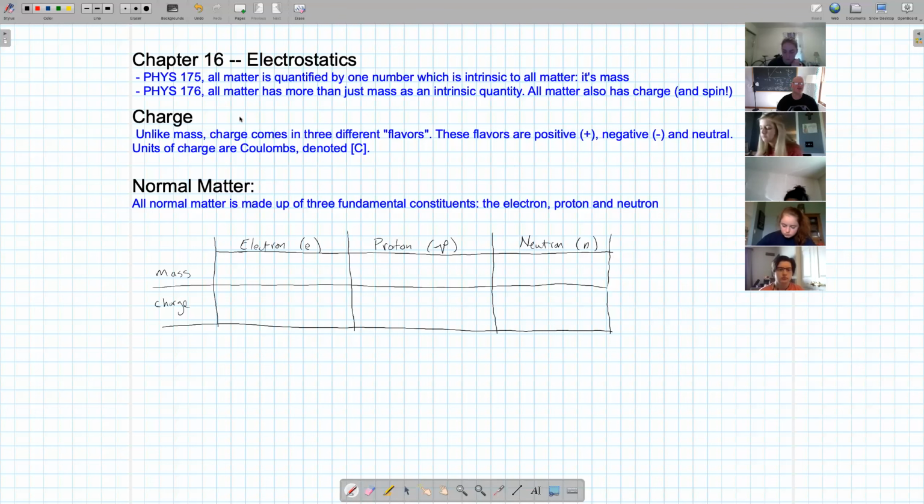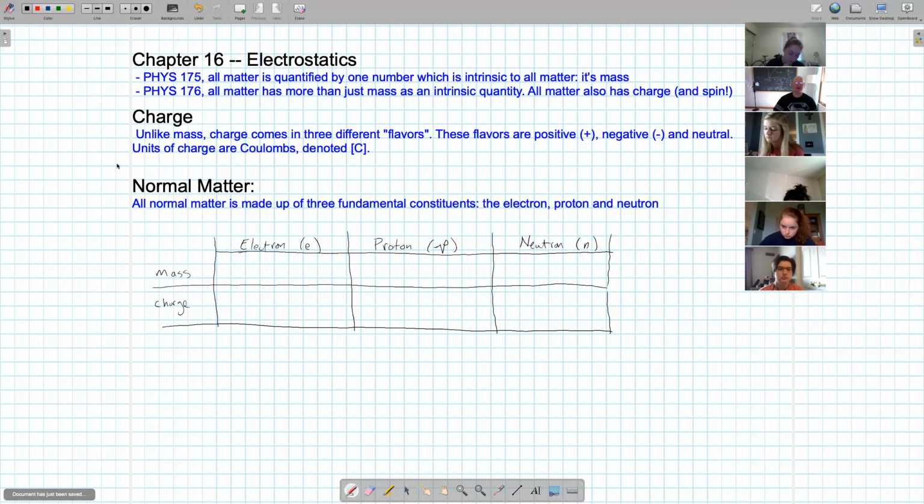So all things have charge. Charge, unlike matter, comes in three different flavors. So what are the flavors of charge? We're going to have positive charges, negative charges, and neutral, which means they have no charge at all. Now, again, this is different than mass. Mass pretty much has two flavors: it's either positive or zero, so neutral. Units of charge are what we call a Coulomb, which is denoted by a capital C.